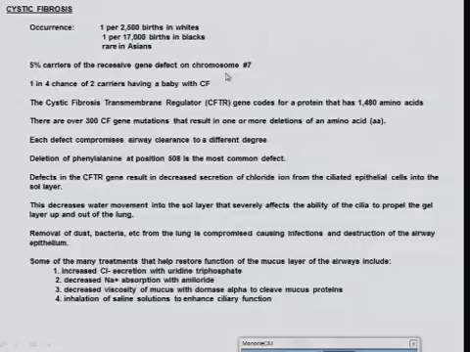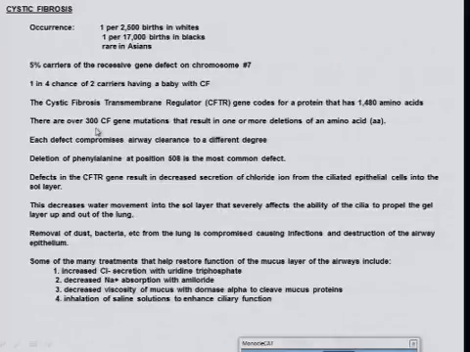It's on chromosome number 7. And then it goes on and on, talking about the incidence of cystic fibrosis. And the CFTR gene is the cystic fibrosis transmembrane regulator. Okay, and that encodes for the protein that helps for chloride transport.